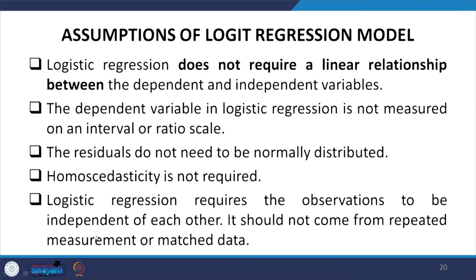The dependent variable in logistic regression is not measured on an interval or ratio scale, that is, it is in binary or categorical format. The residuals do not need to be normally distributed. We already defined that residuals should not be forcefully defined to be normally distributed, because we have only binary choices. Homoscedasticity is also not required. So far we said there are problems of heteroscedasticity. Even if it is not there, still we can say that the Logit model is going to be one of the fittest models.